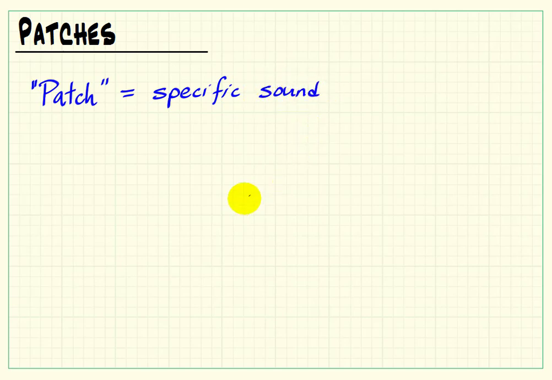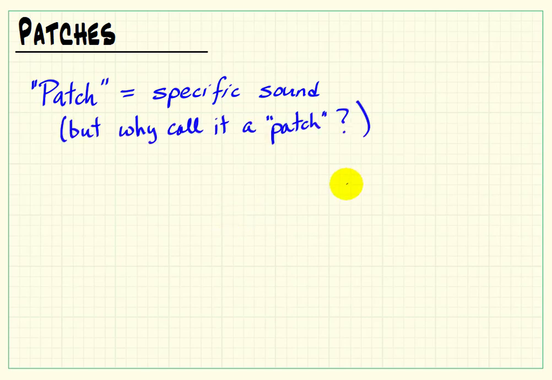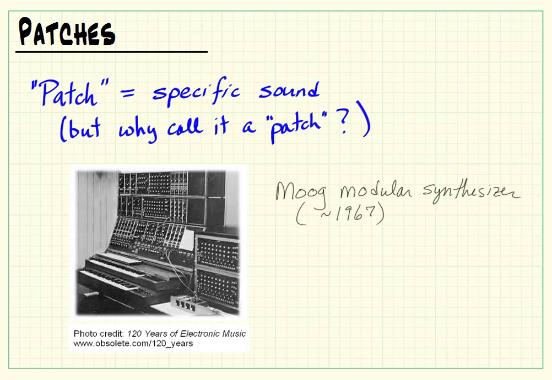The term patch is common in analog synthesis technology, and a patch is a nickname for the specific sound that's being created by the synthesizer at any given time. So a patch is a way of referring to a specific sound, whether it's a trumpet or a drum or a clarinet. But why do we call it a patch?